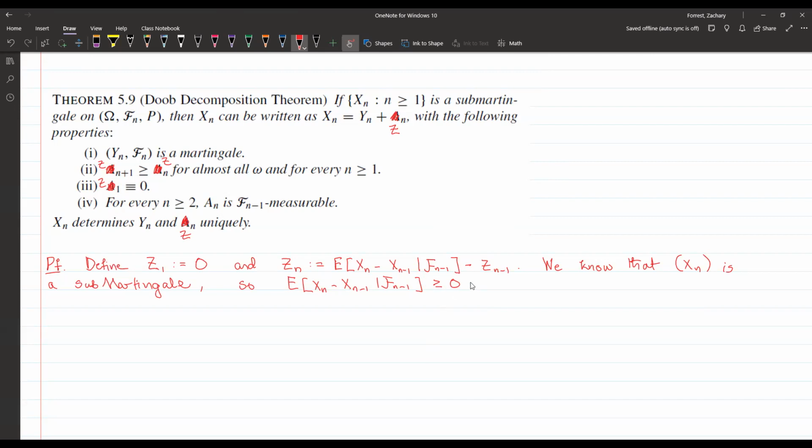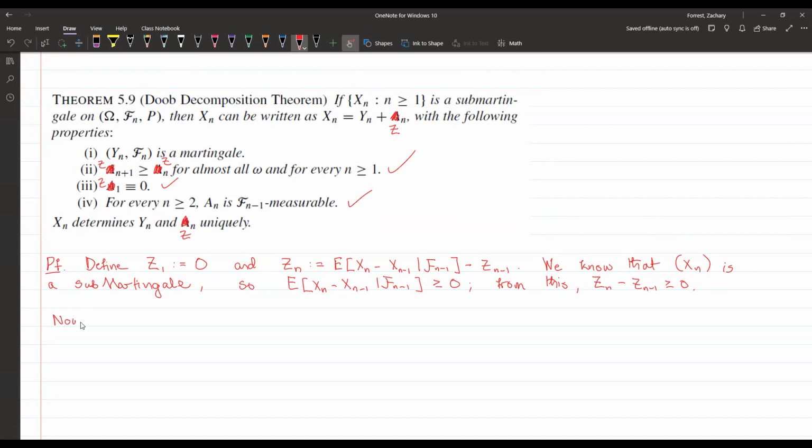And if we know that's true, from this, when I take Zn and I subtract from that Zn minus 1, all we're left with is the conditional expectation from our definition. And of course, that makes this greater than or equal to 0. So that takes care of property 3. It takes care of property 2. And then property 4 is basically baked directly into the definition of the function Zn. All of that's made really nice and really obvious right away.